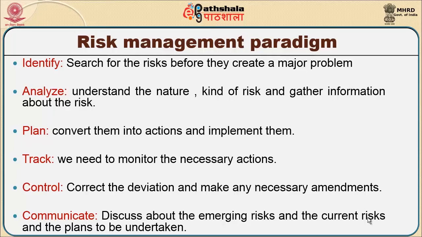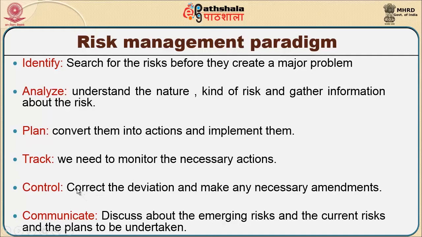Initially, we identify the various components of risk, wherein we search for risks before they create a major problem. So, understand and take out those risks, identify those risks which would create more problems. If we can analyze to understand the nature and kind of risk and gather information about the risk, that can be an analysis phase. And then we plan to convert them into actions and implement them. Further, we track so that we can monitor the necessary impacts and actions.